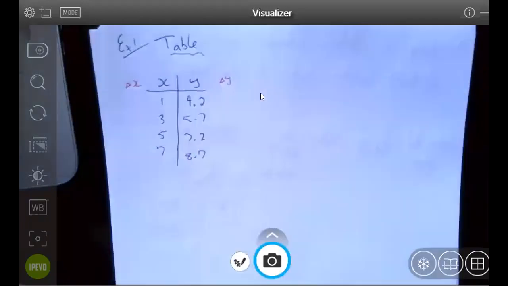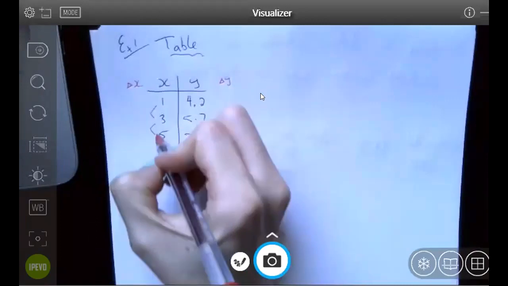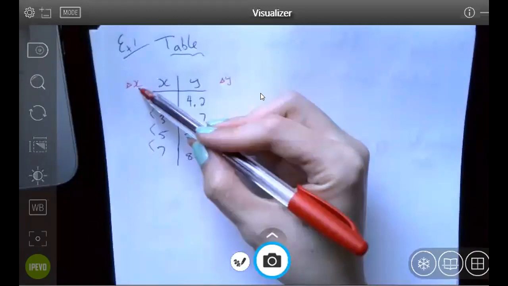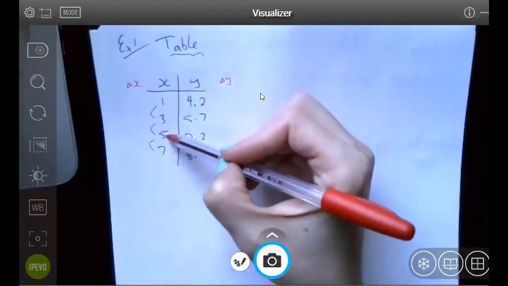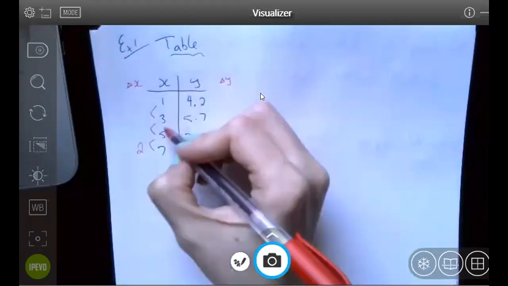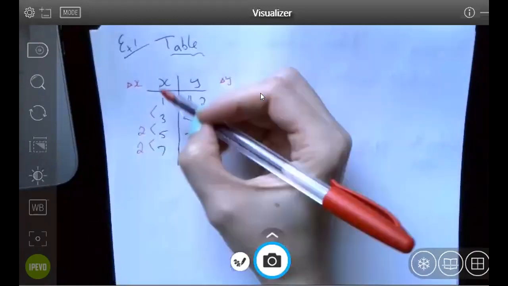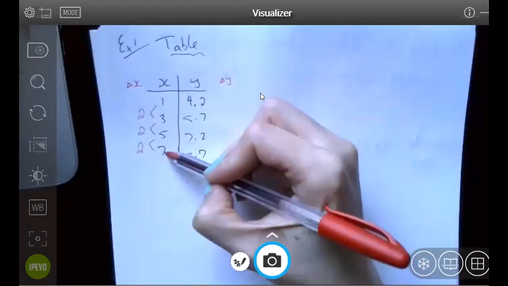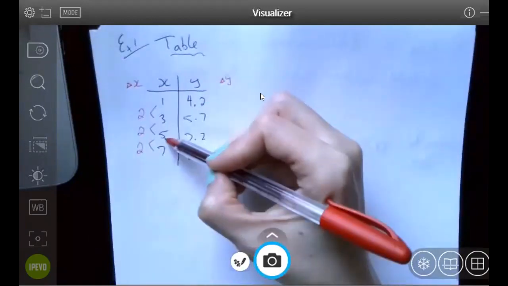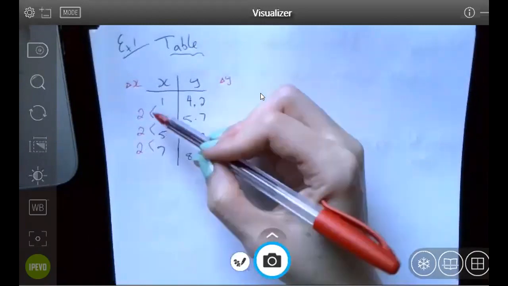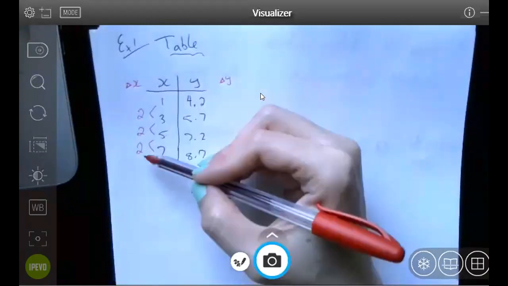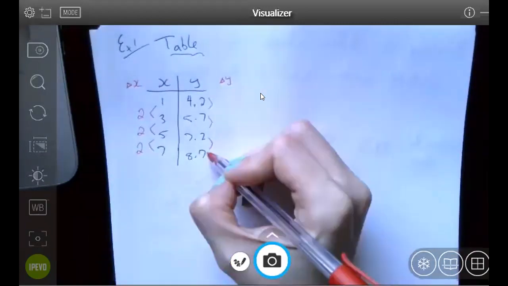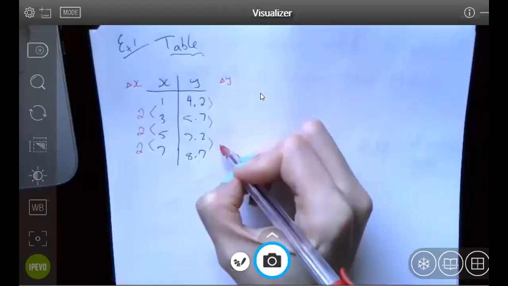The way we do that is just see how much these numbers are going up or down by. So for the rate of change for x, we would do 7 minus 5 is 2, 5 minus 3 is 2, and 3 minus 1 is 2. So we just start at the bottom and then subtract the number immediately above it. That is our rate of change. So the rate of change for x is 2 all the way down. And then we'll do the same for our y values. So 8.7 minus 7.2 is 1.5.